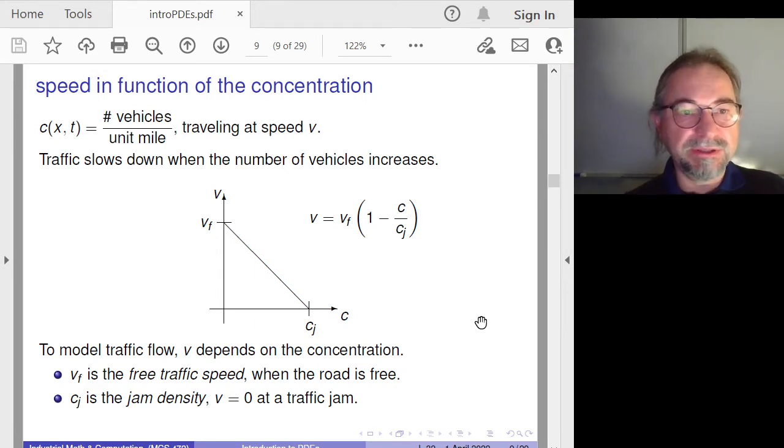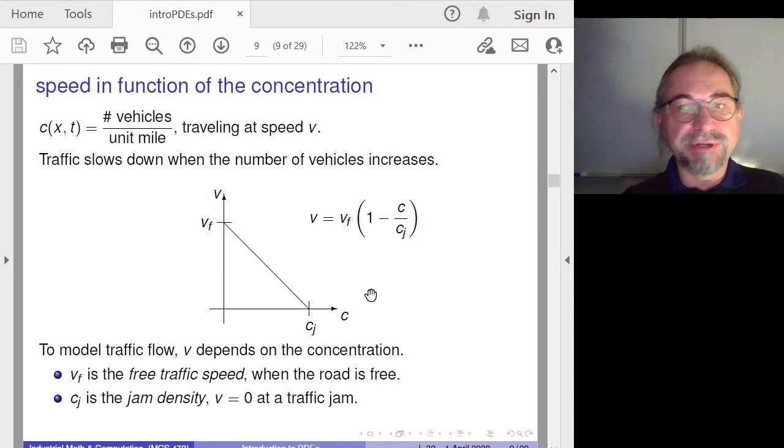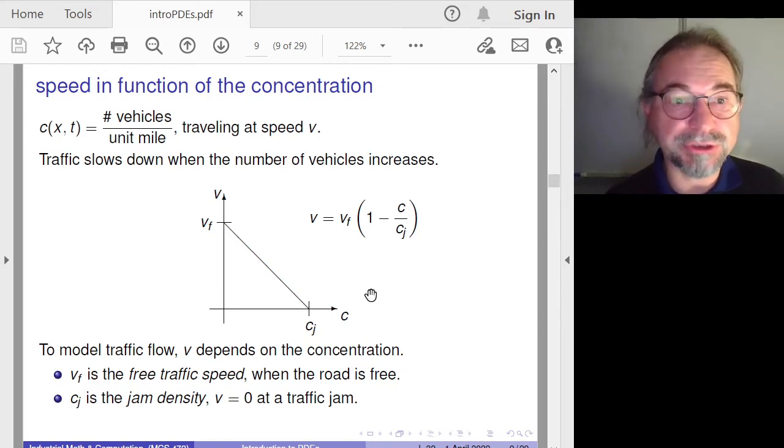So we have the interpolation here. So we have the speed. The picture shows the free traffic speed on the vertical axis here. So that's the maximal speed. And as the concentration increases, more and more cars come on the road, the speed has to decrease. We mentioned this a little bit with the 3-second rule. And there was also a project that was related to that.